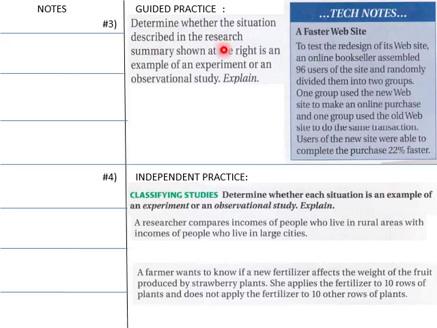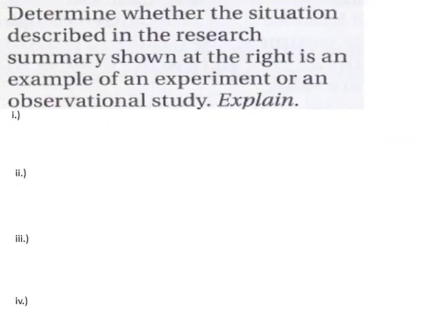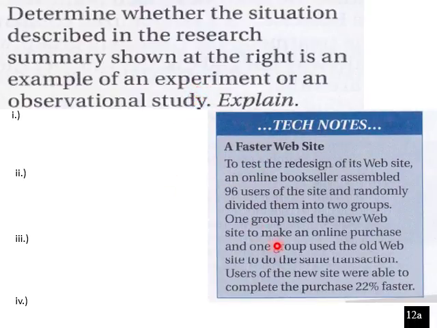Determine whether the situation described in the research summary shown at the right is an example of an experiment or observational study. Redesign website. And then students, this is yours down here. Determine whether it is an experiment or observational study. Yours is 4 points. Mine is 2 points. Okay, determine whether the research is an experiment or observational study. Explain. This was the context here.